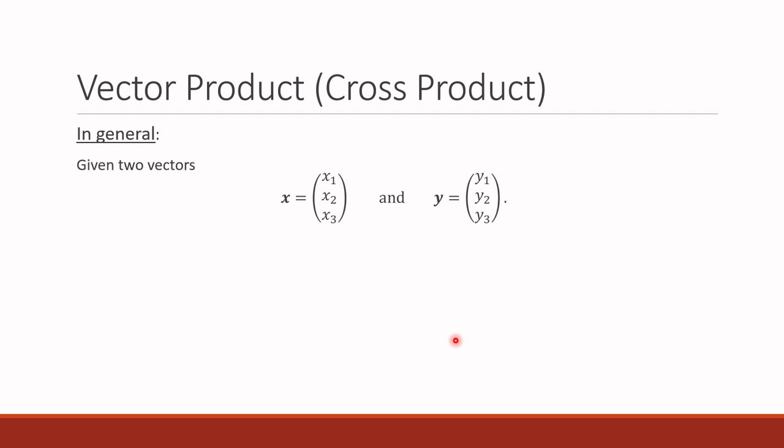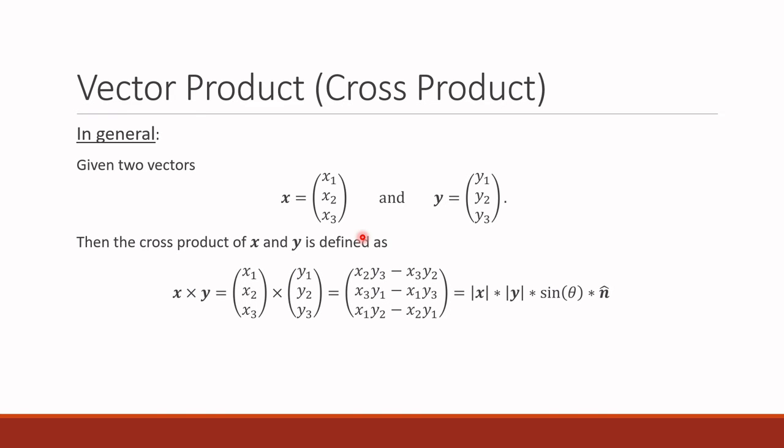In a more generic sense, say you have two vectors, x and y. Then the cross product is defined like this, as we have seen earlier. You cover the first row and do the cross product, and so on. This is the maths formula. The physics way says that it will have a magnitude like this, and the direction will be perpendicular to x and y.